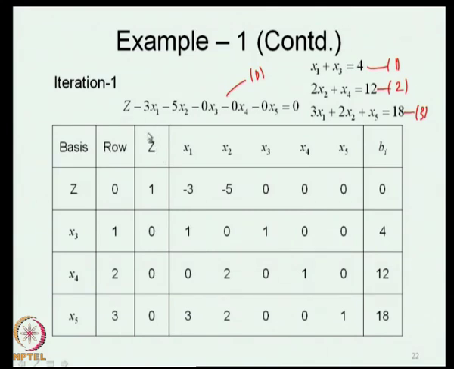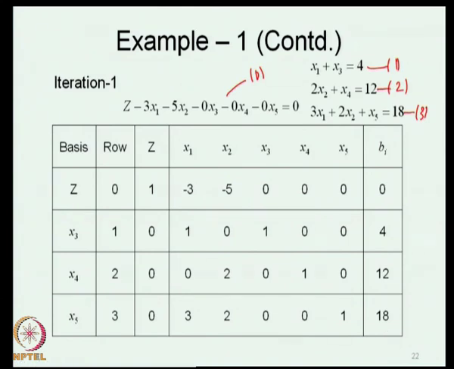Then we write the coefficients of each of the variables, including the z, in each of these rows. So, that constitutes these columns. Then the bi column will consist of the right hand side values. So, you have 0, 4, 12, 18.